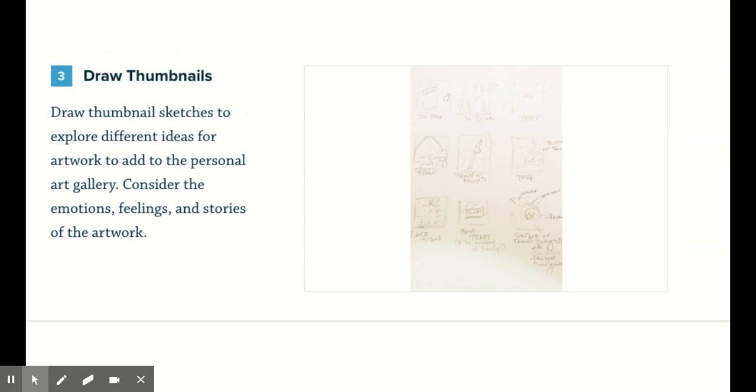Then you're going to draw a bunch of thumbnail sketches to explore different ideas of artwork that add to your personal art gallery. Consider emotions, feelings, and stories of your artworks. Are your interests cars? Are your interests cooking? How can that tell a story about you? Are your interests books? What stories would that tell about you?